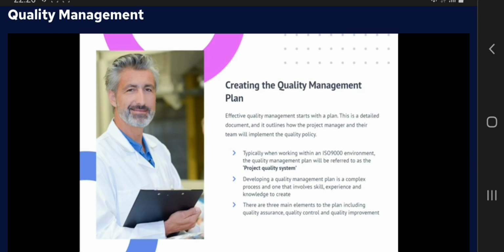Developing a quality management plan is a complex process and one that involves skill, experience and knowledge to create. There are 3 main elements to the plan, including quality assurance, quality control and quality improvement.